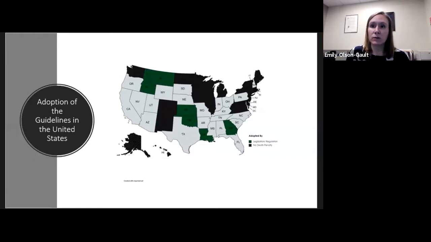And of the states highlighted in green, these are states that have adopted the ABA guidelines through legislation or agency rule. And so these states have voluntarily looked at the guidelines, agreed that they are credible and that they will improve the quality of representation in cases, and have decided to adopt them into their own laws. So this is one of the most meaningful ways that we can give the guidelines force of law, is when the states incorporate them into their own rules or laws.